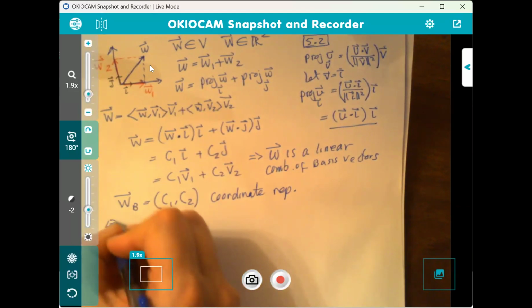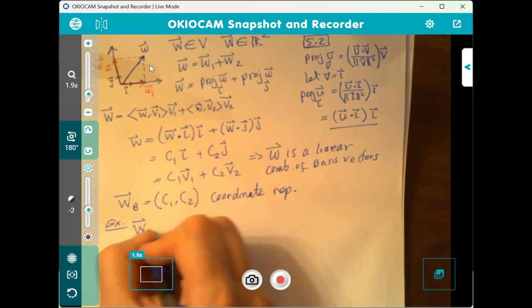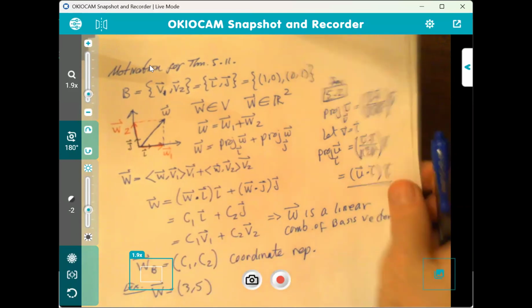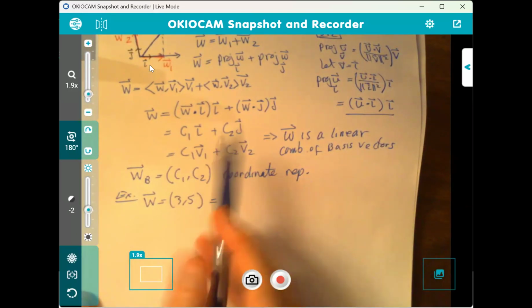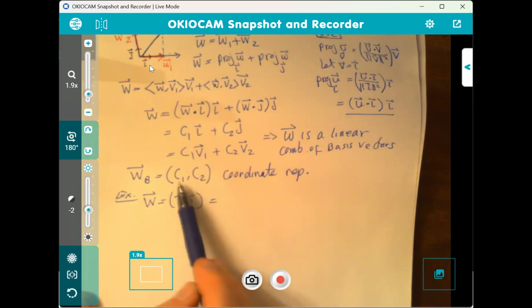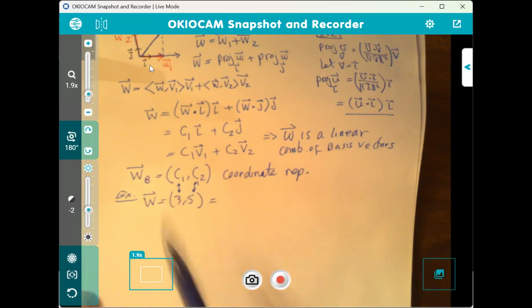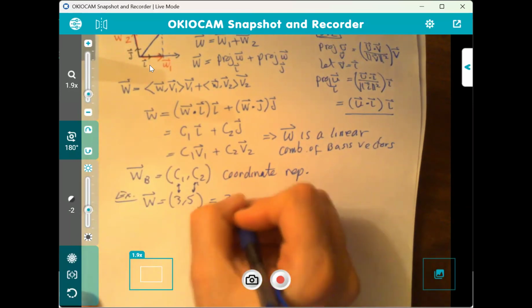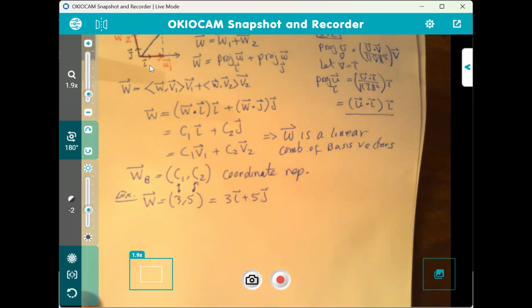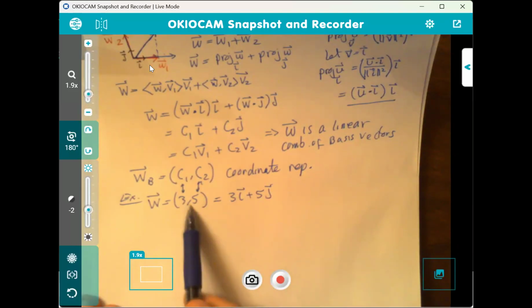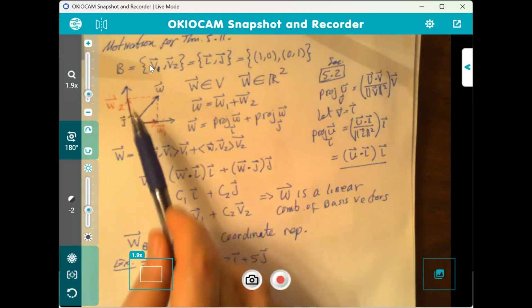To give you a quick, easy example, let's say my vector W is (3, 5). In this drawing, x is 3, y is 5. According to what we just derived, I can write it as C1 i plus C2 j, these projections. Here's my C1, and here's my C2. That means I can write it as 3i plus 5j. And this is what we call the coordinates relative to an orthonormal basis. These are the coordinates, the 3, 5, relative to ij. ij were orthonormal bases.